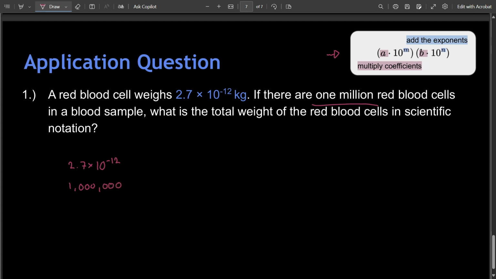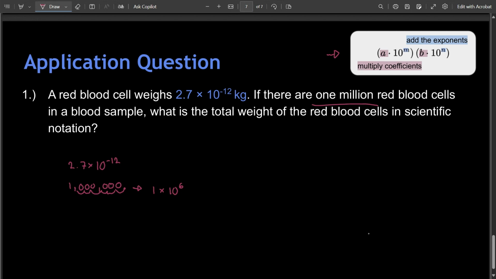The first step is to make sure that both of these are in the same form. So let's convert the 1 million into scientific notation. And we know how to do this. We just have our decimal point here and we move it. 1, 2, 3, 4, 5, 6. So 6 steps. And this then becomes 1 times 10 to the power of 6. So now we have both of these in scientific notation, and we just need to multiply them.